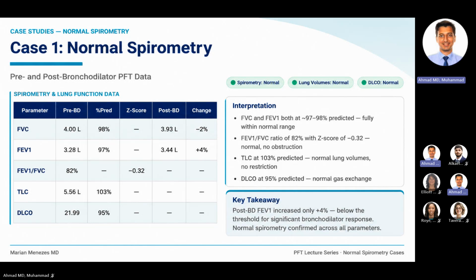If you want to go a little advanced, look at the total lung capacity, 5.56 liters, which was 103% of predicted, which was normal. The diffusion capacity, 21.99, which was 95% of predicted, which was also normal. So summarizing, normal FEV1 FVC ratio, normal spirometry, normal total lung capacity, normal diffusion capacity, and no bronchodilator response. We'll go to case number 2.